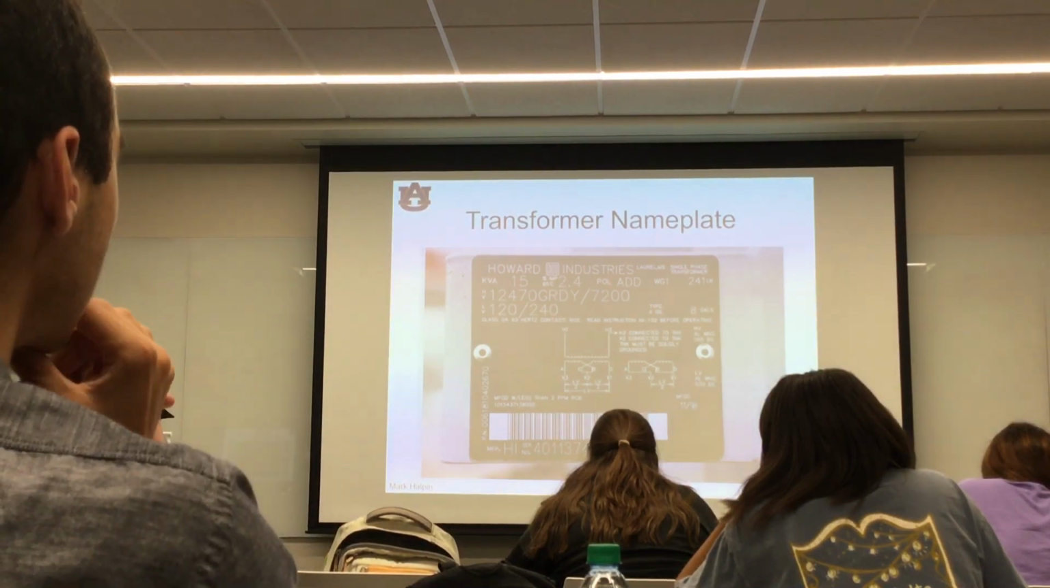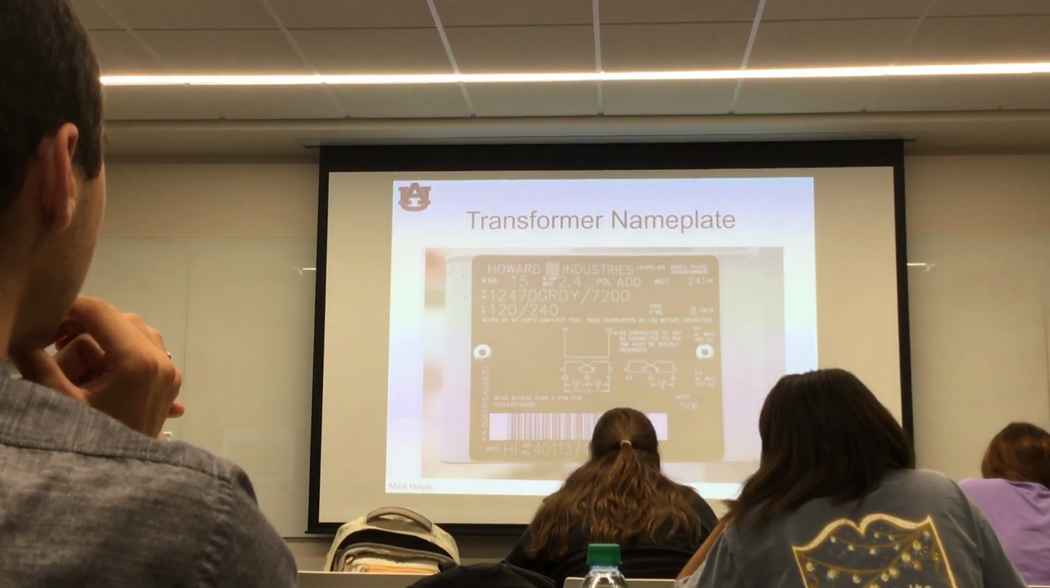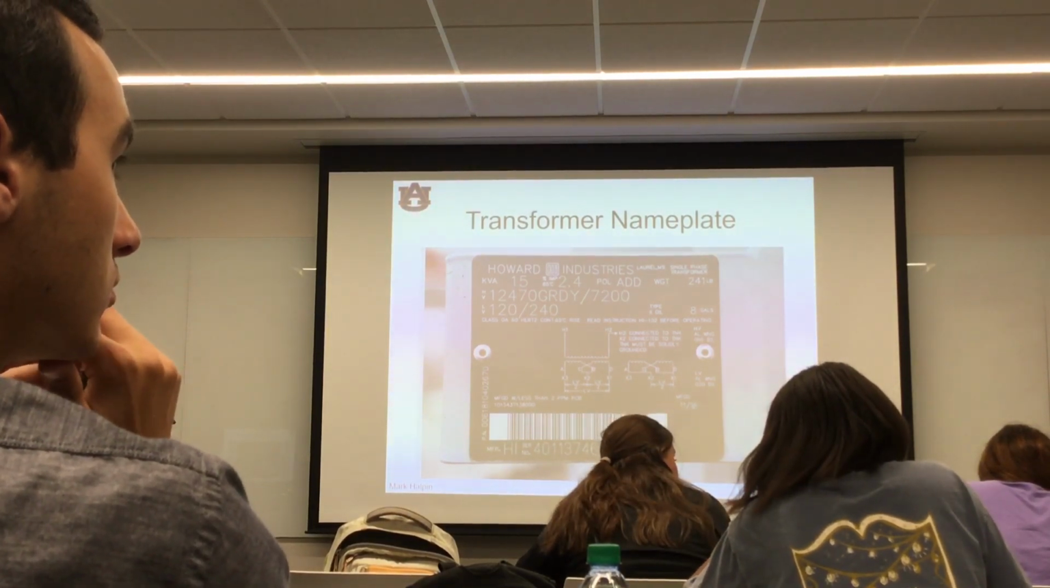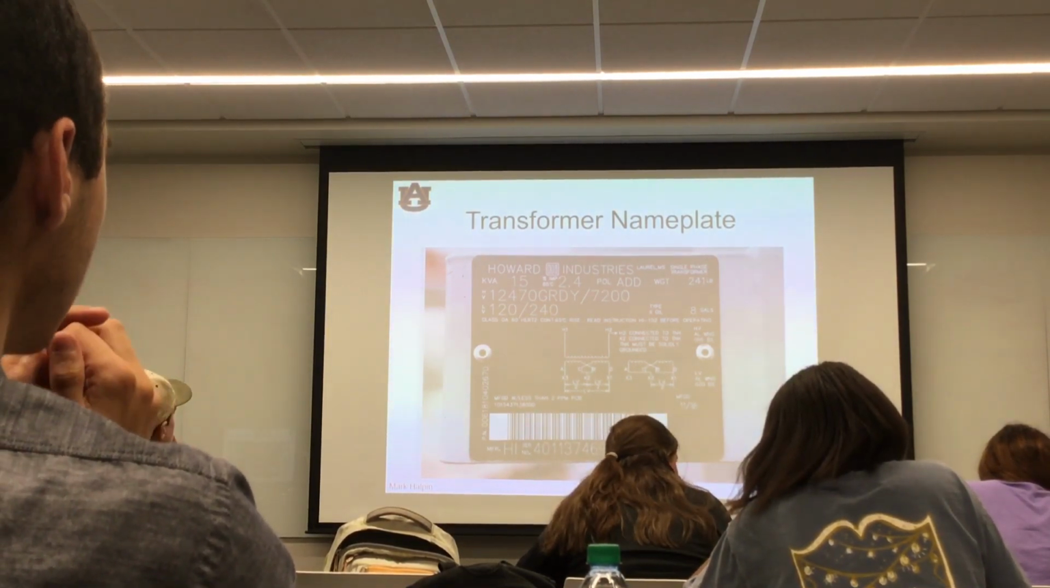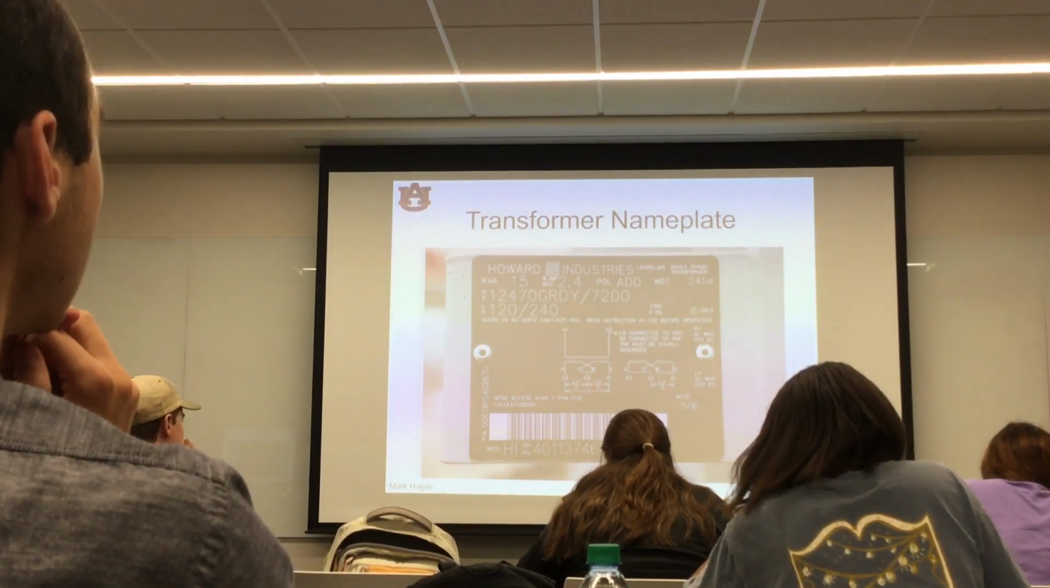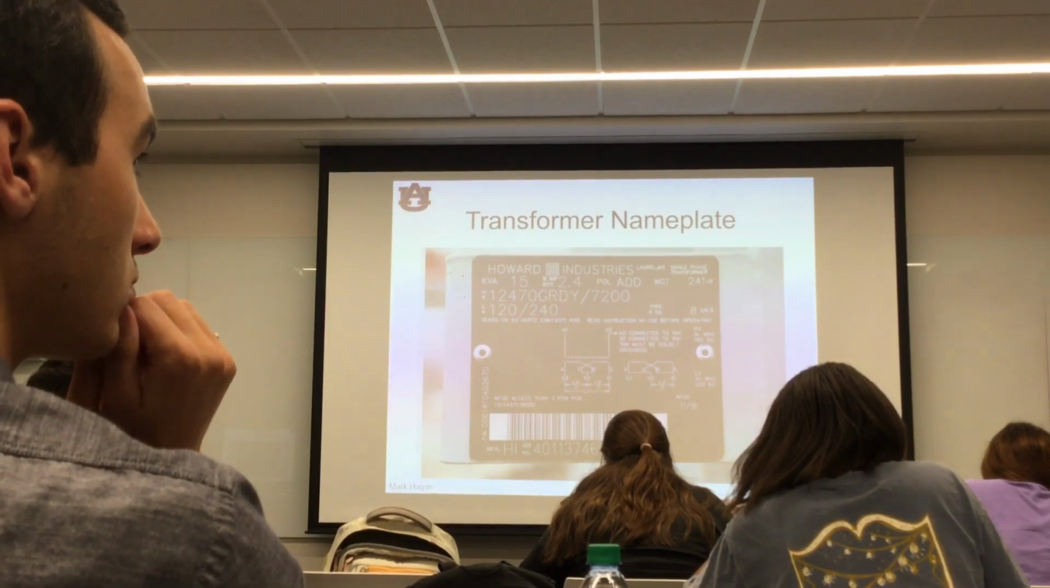All right? Now, if you want to recognize the individual windings on the low side, the two 120 volt windings, well, those turns ratios would be 7,200 to 120. Okay?